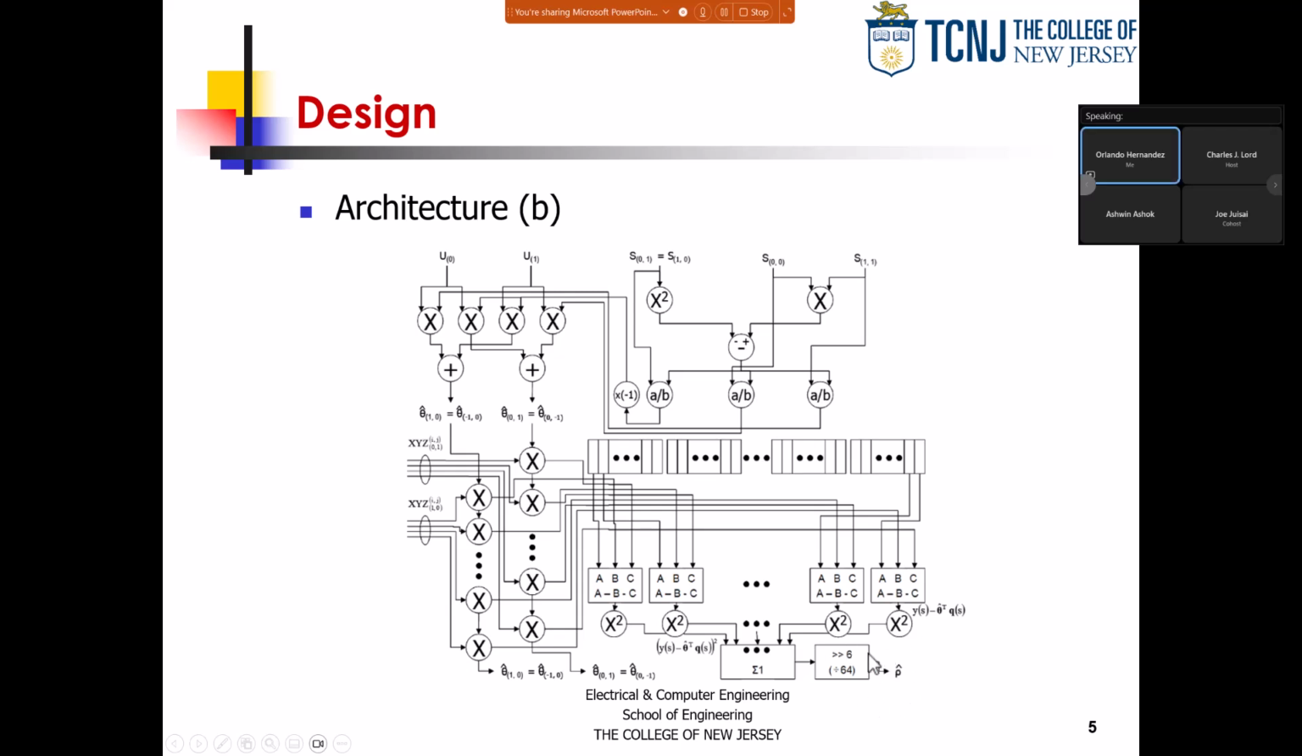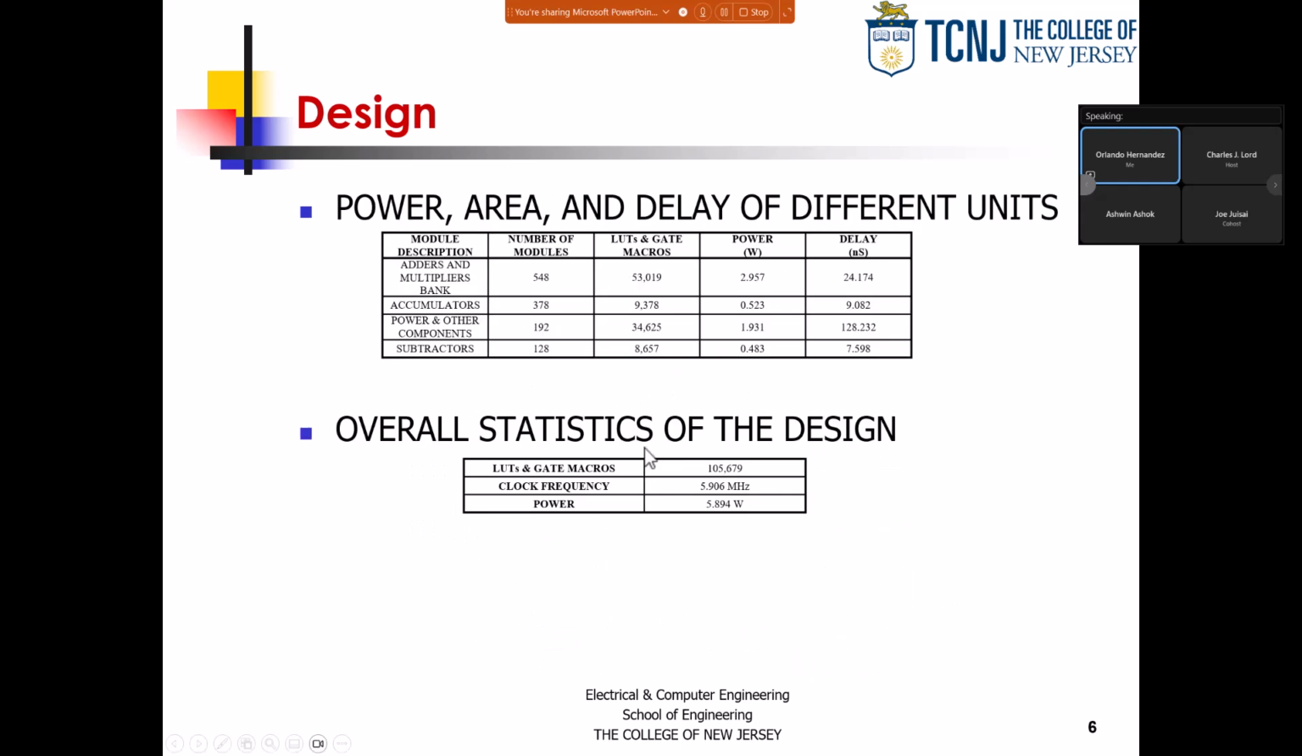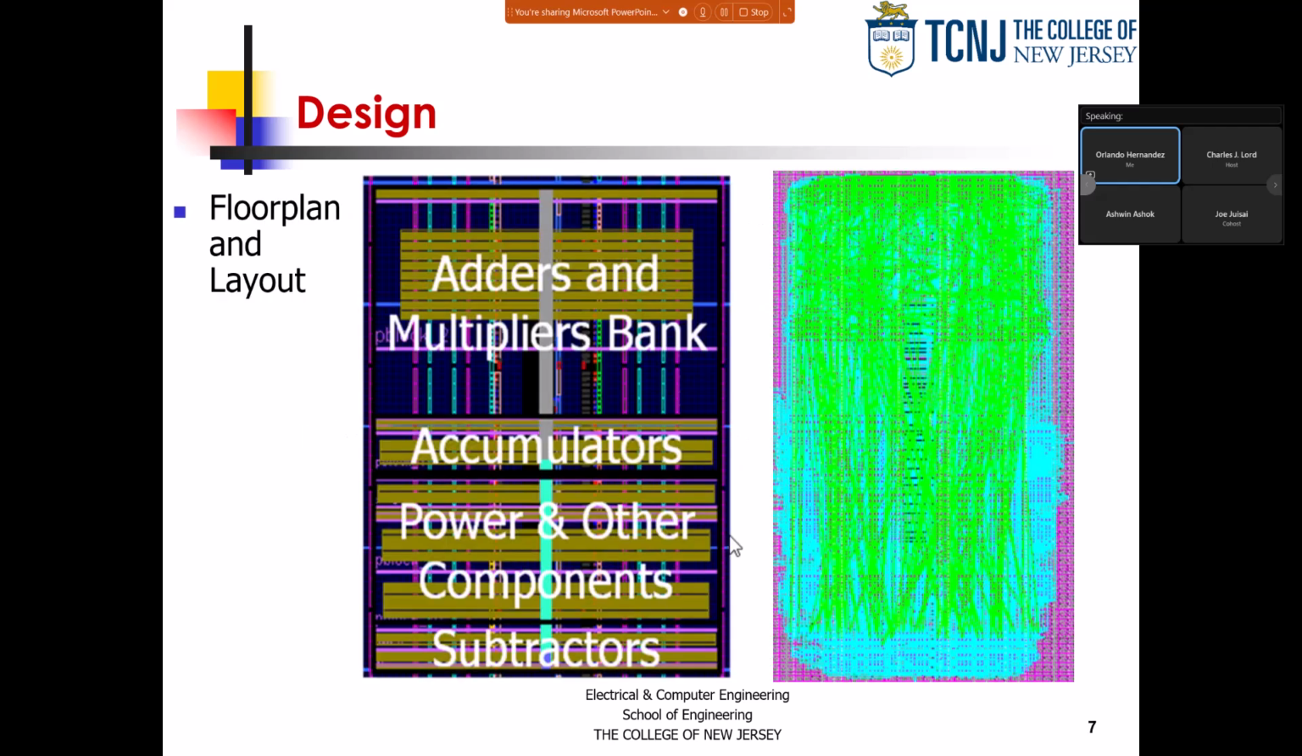So onto the results. We have the results of the hardware that it takes, the delays. We implemented this into an FPGA, and we were able to achieve a processing speed of about 6 megahertz with under 6 watts of power. And this is a picture of the actual floor plan and the layout in the FPGA implementation.